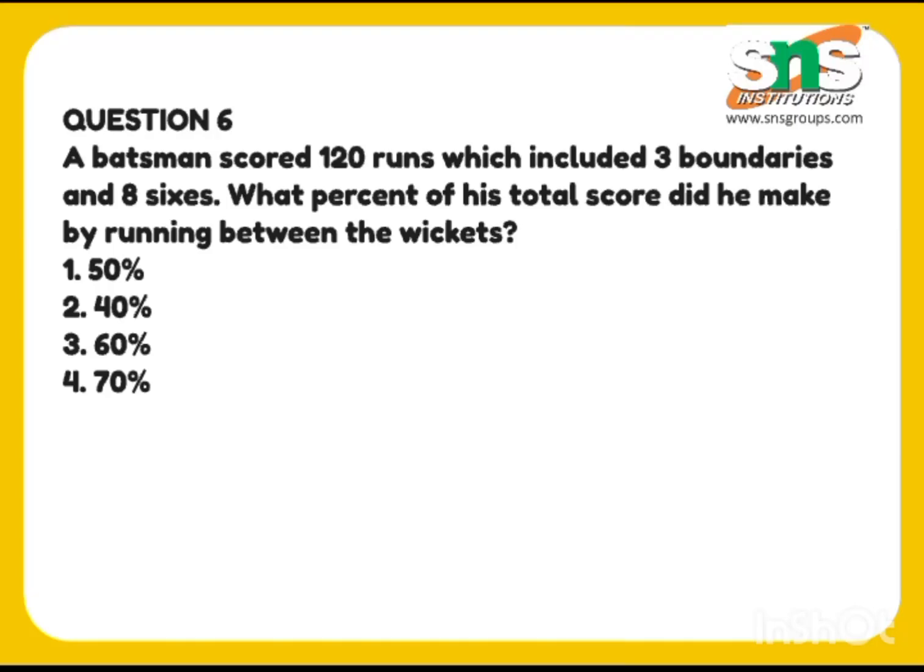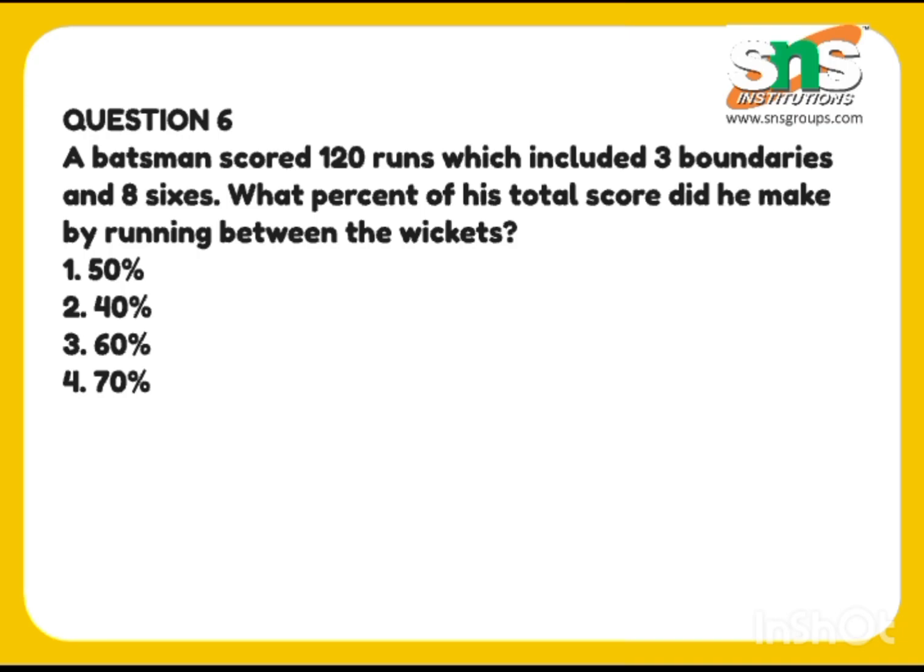In continuation with the previous set of problems on percentage, we shall continue with a few more problems. Here the question is, a batsman scored 120 runs which included 3 boundaries and 8 sixes. What percentage of total score did he make by running between the wickets?